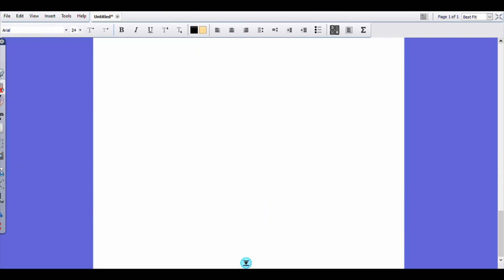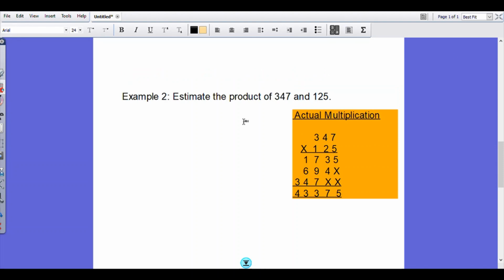Now see, estimate the product of 347 and 125. First you have to round the numbers to the nearest 100.